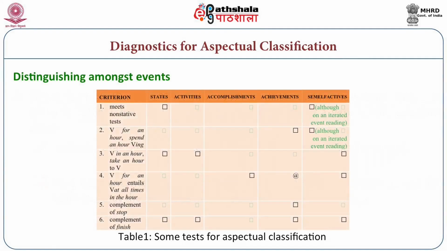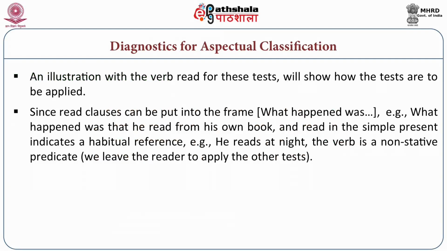In your lesson, there is an exhaustive list of these tests, most notable amongst which is the use of the adverbials for an hour and in an hour. Let us illustrate this with the verb read. First of all, we know that the verb read cannot be a stative. This verb read can, in the simple present tense, indicate a habitual reference. He reads at night. So the verb is a non-stative predicate. You can apply the other tests to determine it.